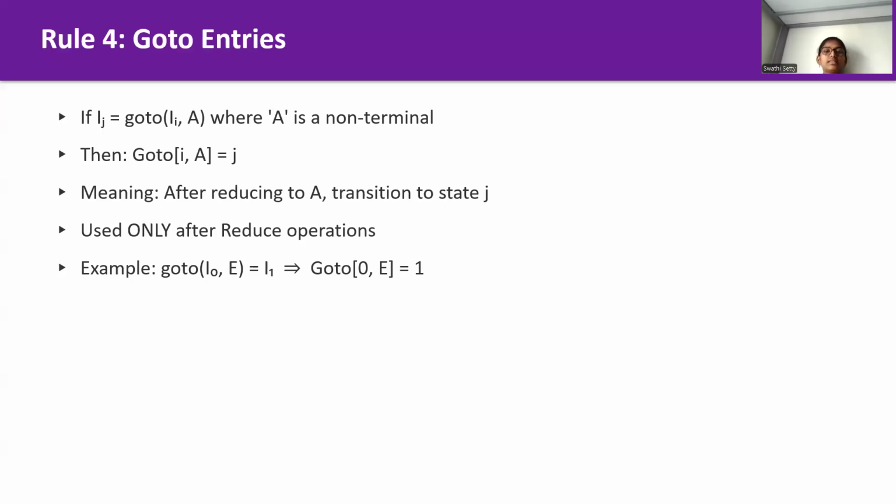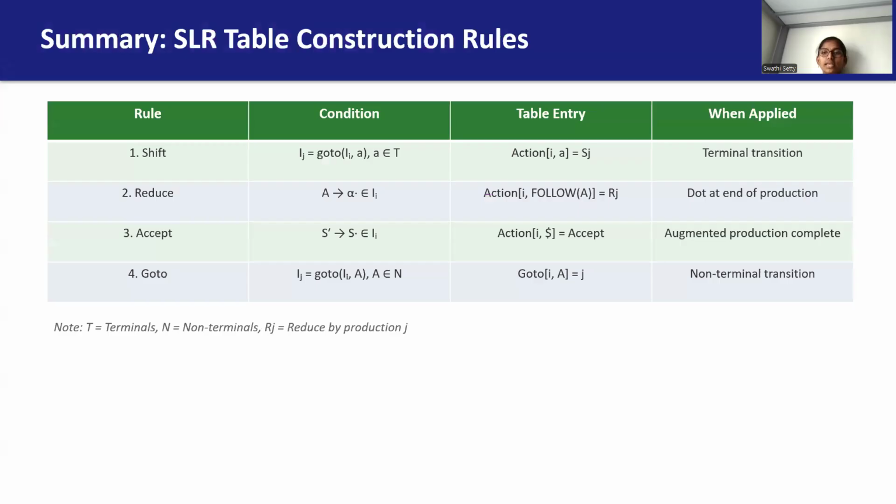And next, let's take a small example, which is discussed later. First, let's summarize all this: shift, reduce, accept, goto. The condition, the table entry, and when it is applied.